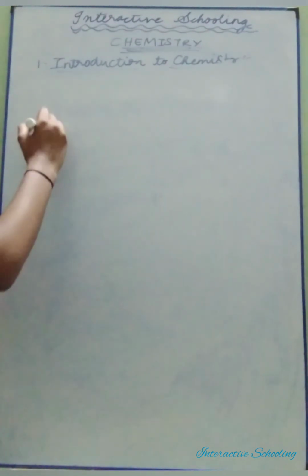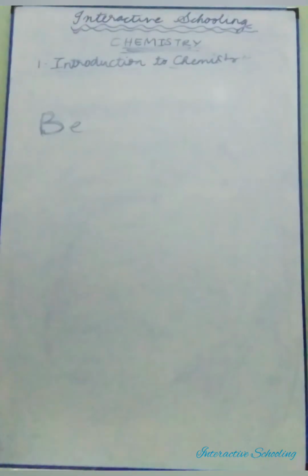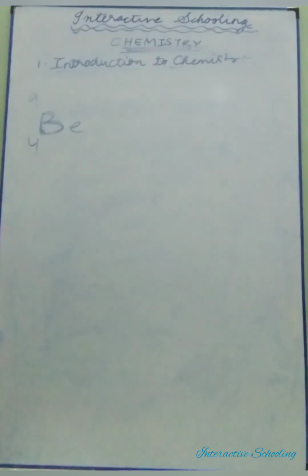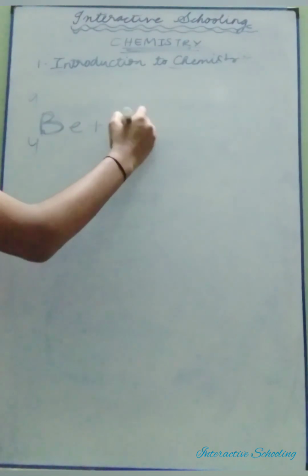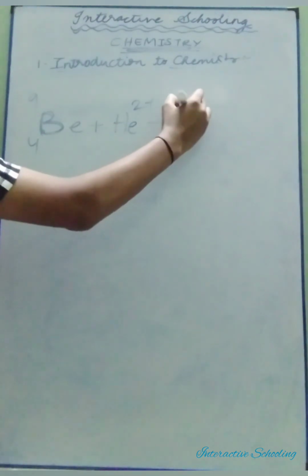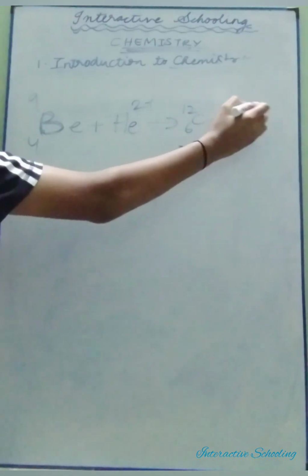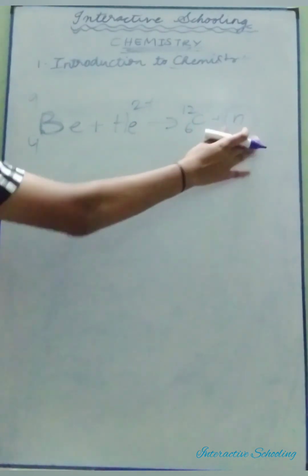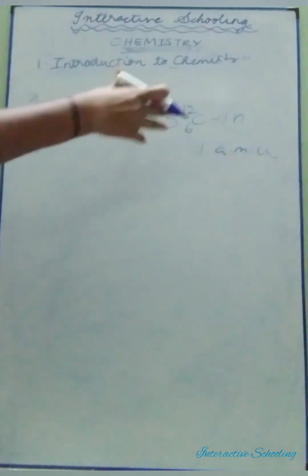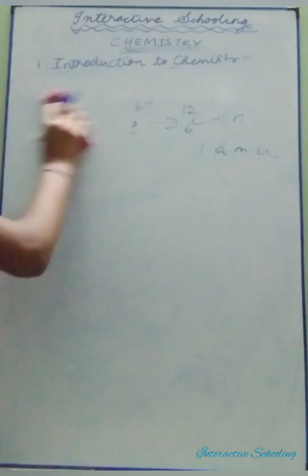Later, a person called James Chadwick, what he did was, in a beryllium atom, that is mass number 9 and 4 protons and electrons, he bombarded it with some alpha particles, and that gave carbon 12 and 1 neutron. So this had 1 AMU mass, and it was electrically neutral. So they discovered another subatomic particle called neutron.